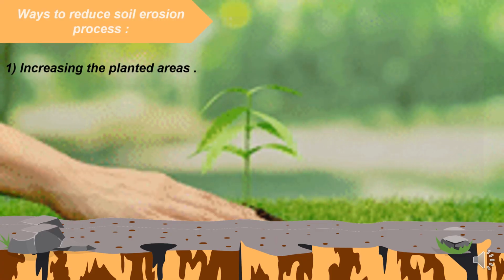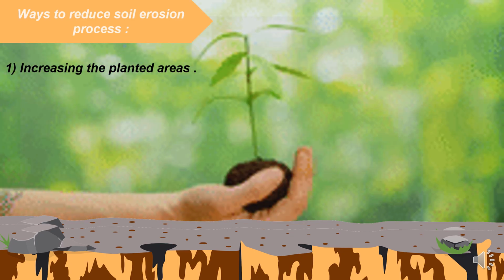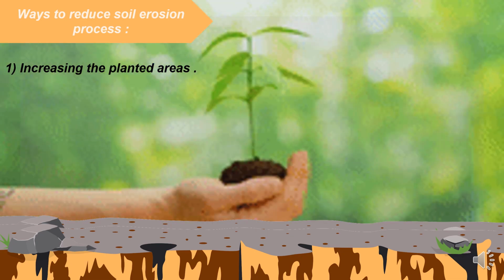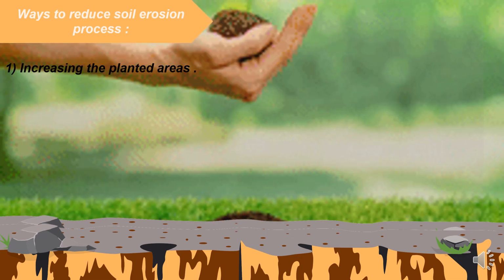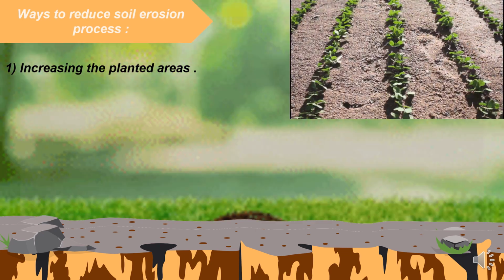And now, primary 6, you have to know that if soil erosion increases more than its normal limit, it's not going to be a good thing at all. So we have to reduce soil erosion as much as we can. And here are some ways to reduce soil erosion.